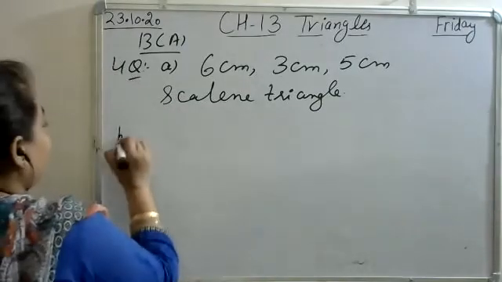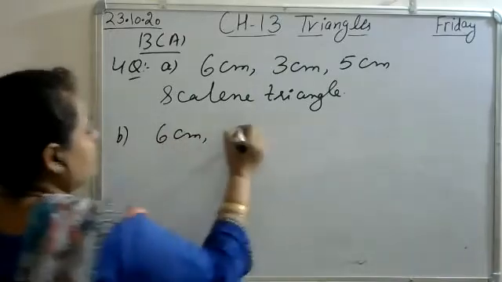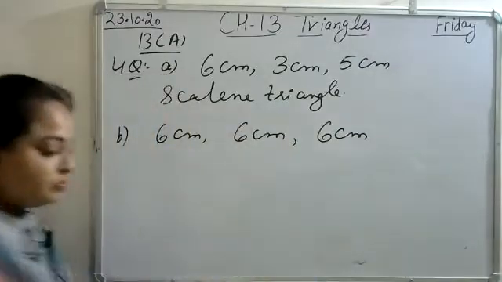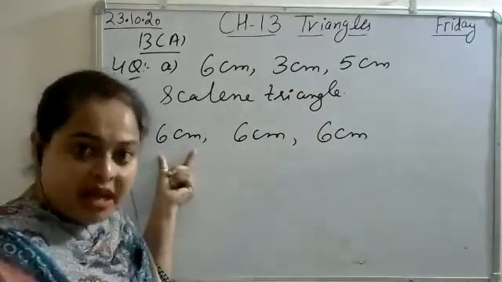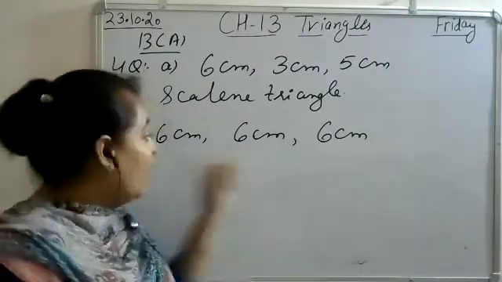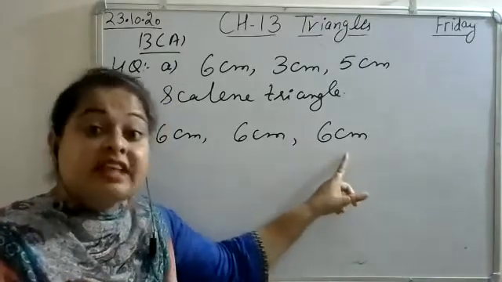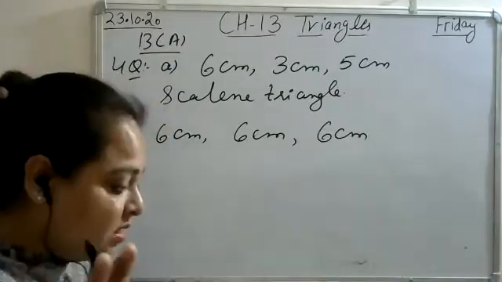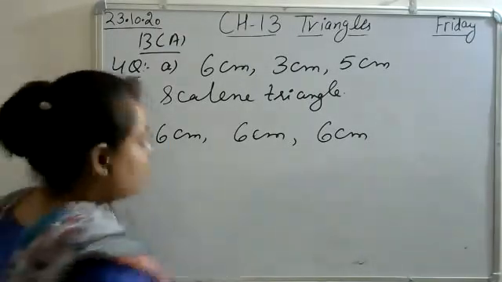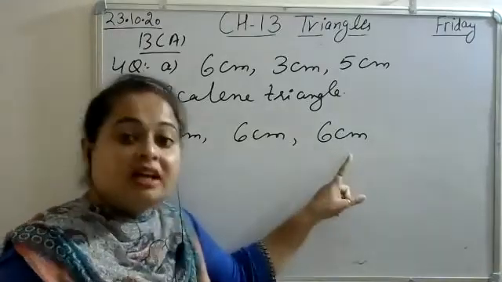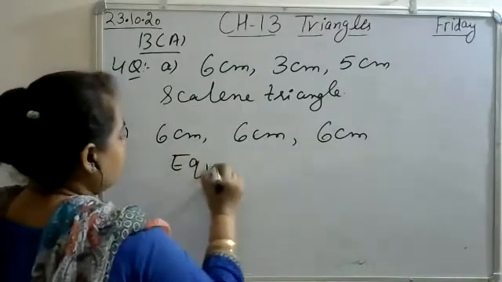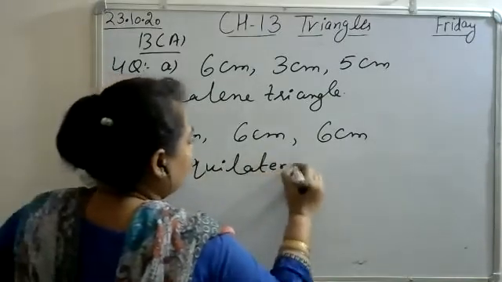Now come to the B part. 6 centimeter, 6 centimeter, 6 centimeter. Side number 1, side number 2, side number 3. All the three sides are 6 centimeter. So, very good response. Yes, well done, students. So, a triangle in which all the three sides are equal is known as equilateral triangle.